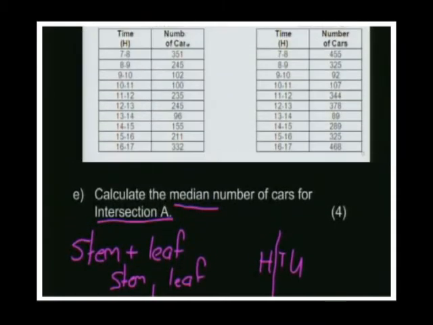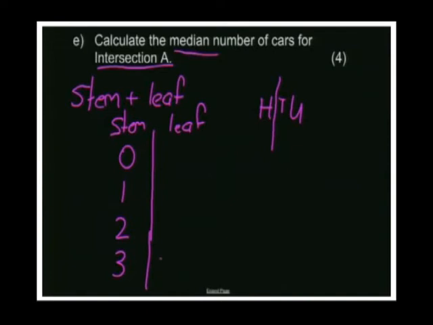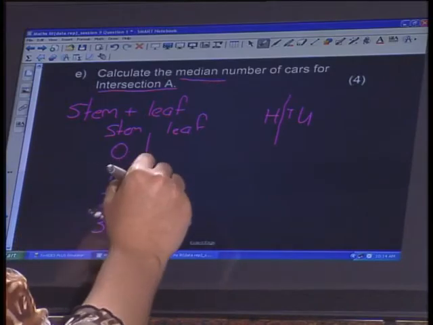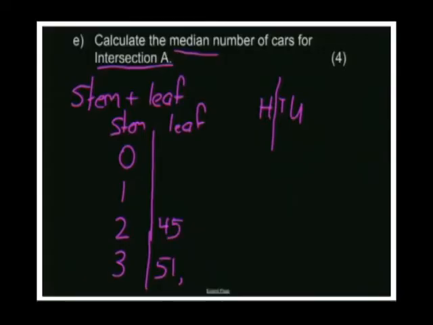So 351 means I've got 51 on that side of the leaf. That's my leaf. So that represents 351. And in each case, all I'm doing is leaving out the hundreds so that hopefully it'll be easier for me to place into order. Then I've got 245, so I'm going to put my 45 in the order there.